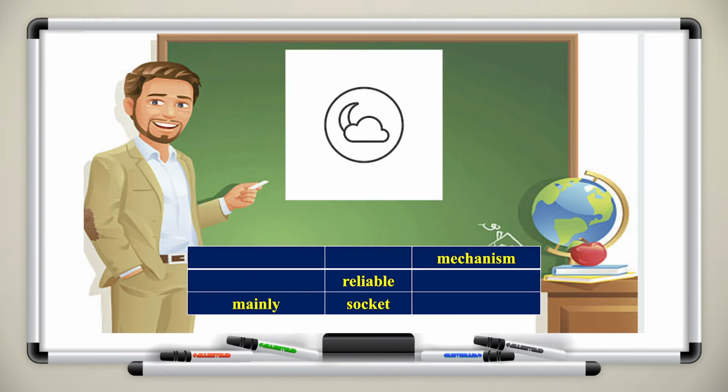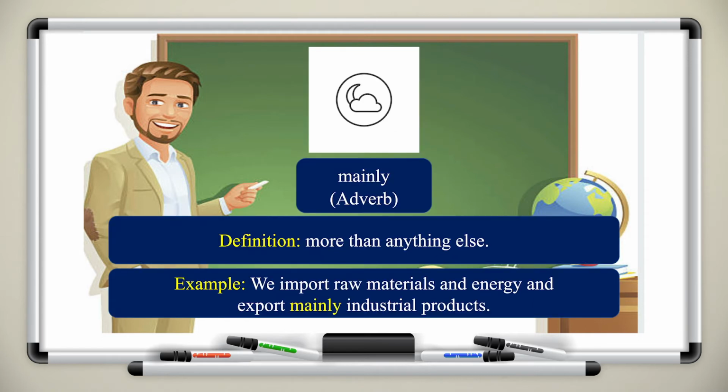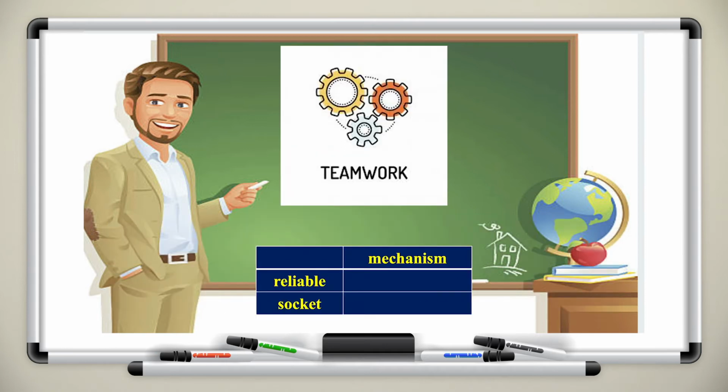Next one, we have the following. It's an adverb, meaning more than anything else. For example, we import raw materials and energy and export mainly industrial products. So mainly, more than anything else, that's our export, what we export to other countries. So it's teamwork. We work together and we work together in a good way.